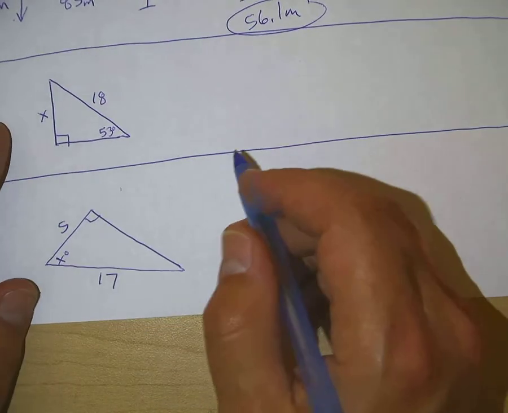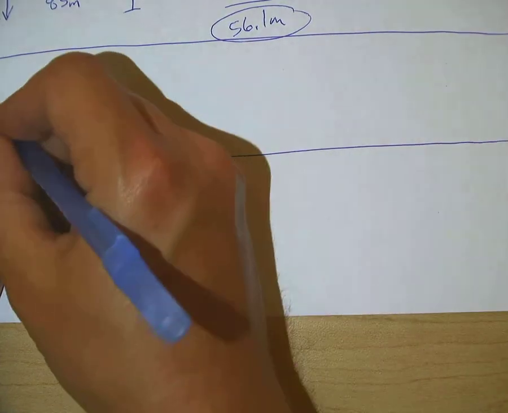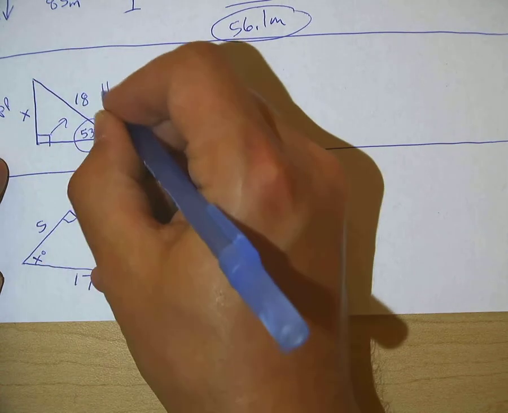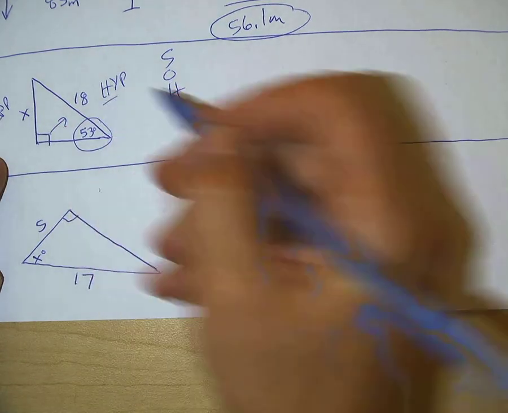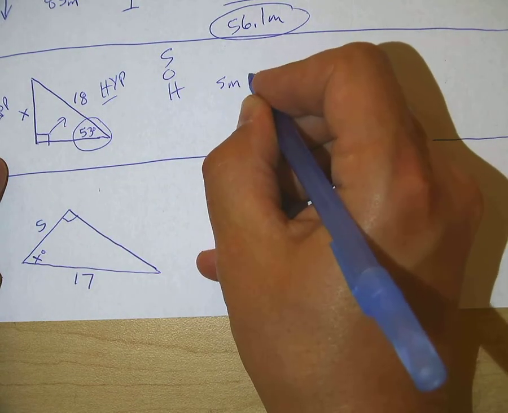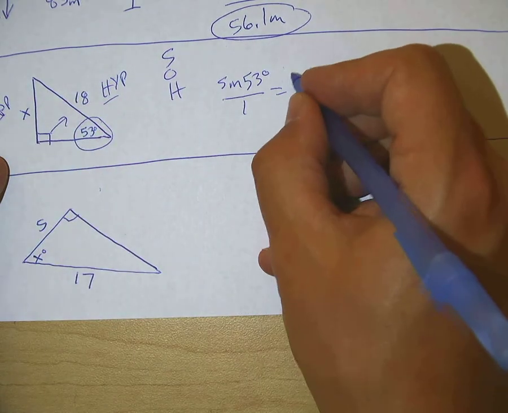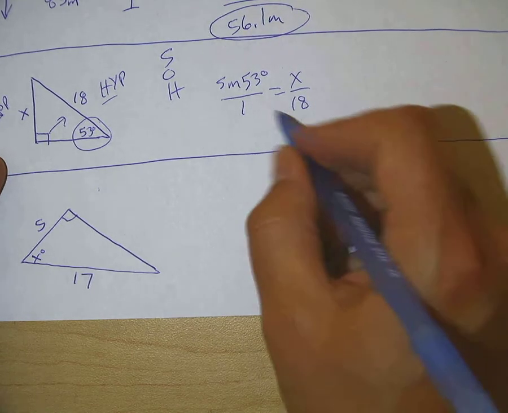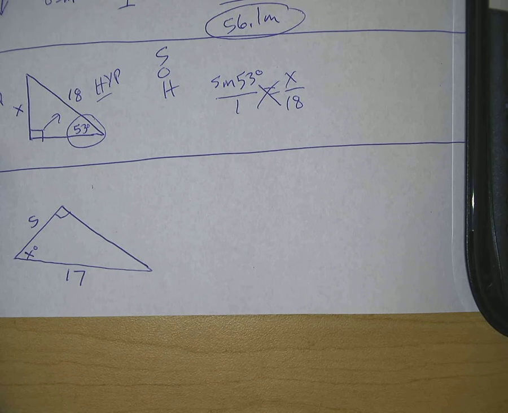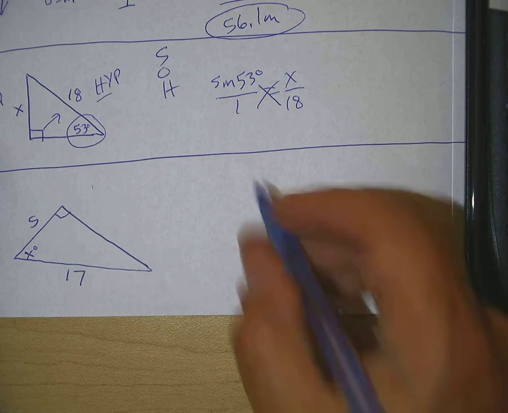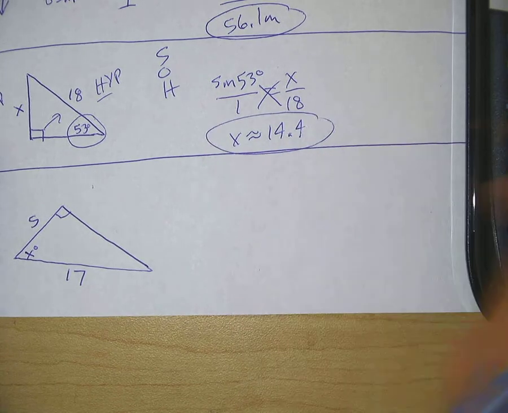This problem right here, we want to know what x is. So this is opposite, and this is hypotenuse. So that's SOH, S-O-H, because we have an O and an H. So we take the sine, S stands for sine, of 53 over 1 equals O over H, so it'd be x over 18. Numbers on the bottom, so I cross multiply. Take 18 times the sine of 53, and you get x is approximately 14.4, and that's your answer.